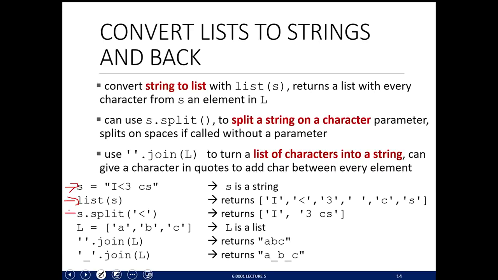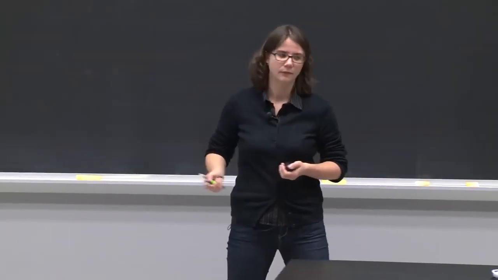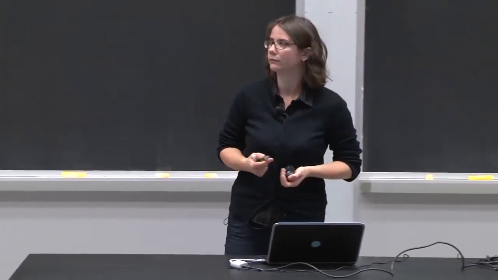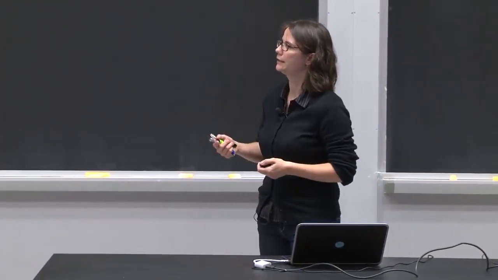So this is going to take everything in between the sign that you're interested in, in this case the less than sign, and it's going to set it as a separate element in the list. Okay? So that's how you convert strings to lists.